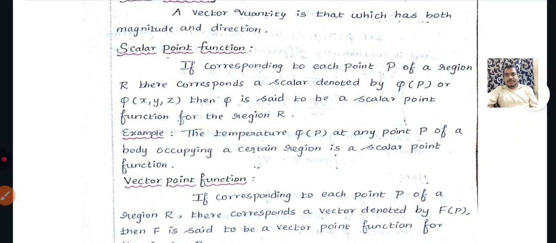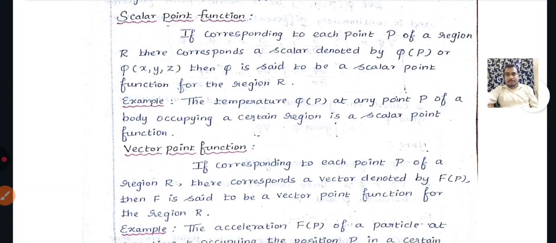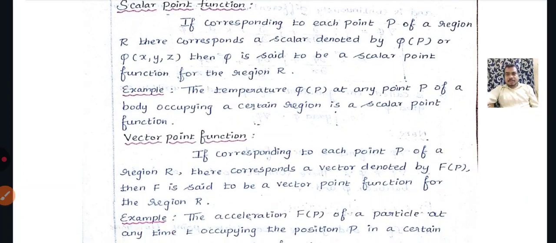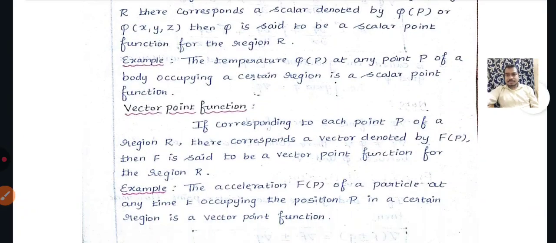The next definition is scalar point function. If to a corresponding point P there is a scalar denoted by pi, then pi of P is said to be a scalar point function. For example, the temperature at any point occupying a certain region is a scalar point function.